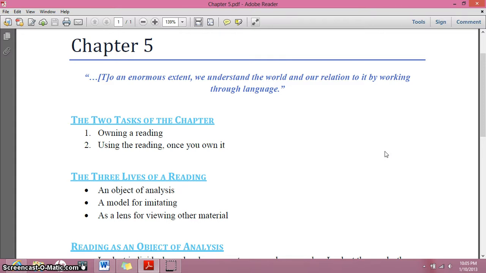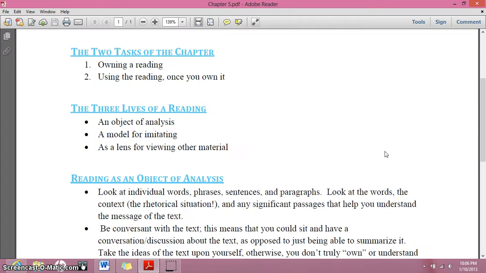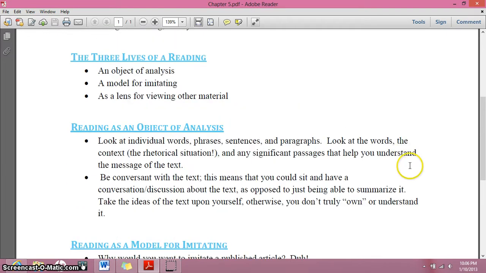First, understanding it well enough to where it almost becomes a part of you and that you can discuss it and look at things through that article's eyes. And then once you get that ownership of the reading, you understand it that well, you can use it to your advantage. And we'll talk about how you can use it. So the 3 lives of a reading stated in the textbook is that a reading can be an object of analysis, a model for imitating, and a lens for viewing other material. So we're going to go through those a little bit more.